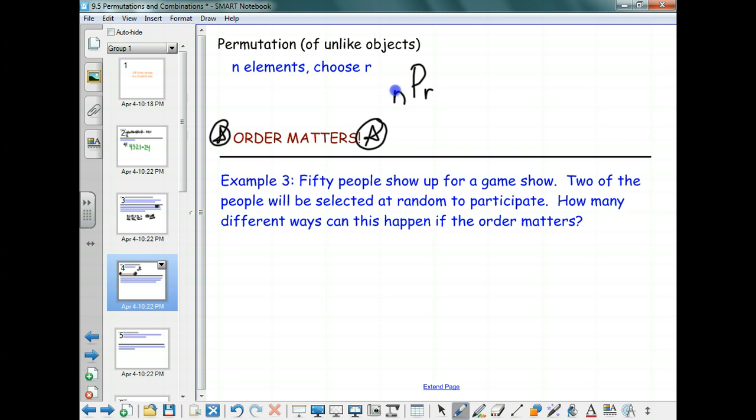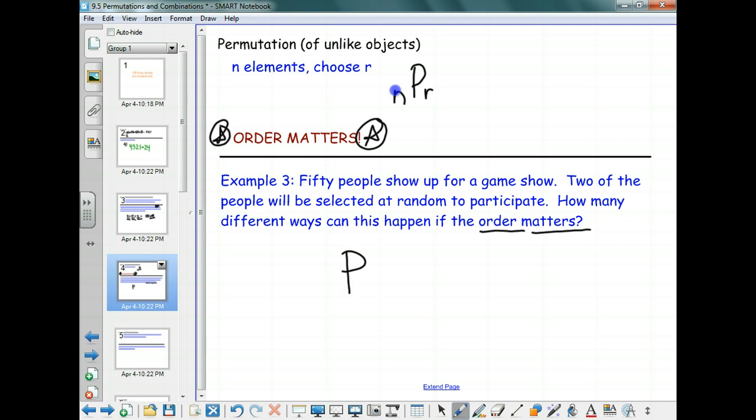So sometimes in a problem, they will tell you the order matters. And sometimes you get to make that decision on your own. And I don't mean there is really a decision. You have to figure out which one it is. You have to read it and decide. So this one they tell you order matters, right? So because the order matters, we're using a permutation.